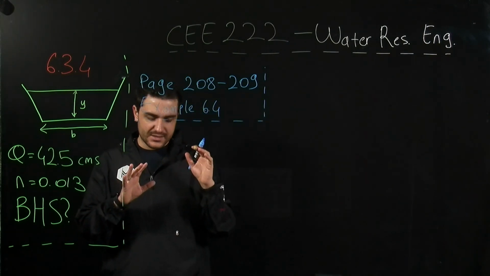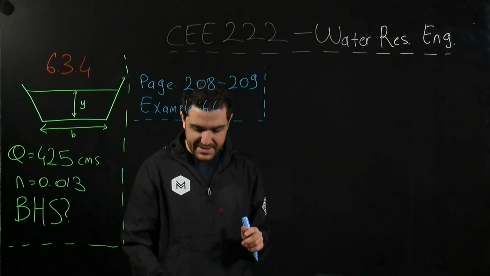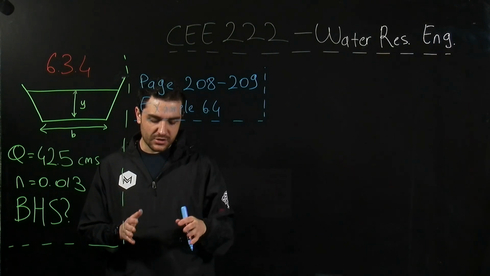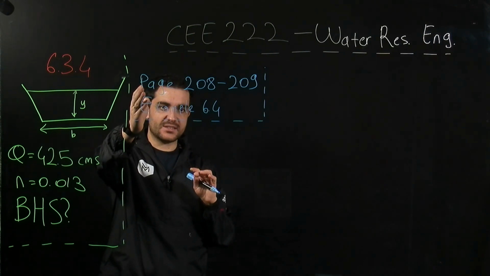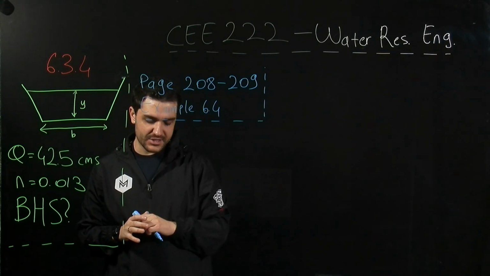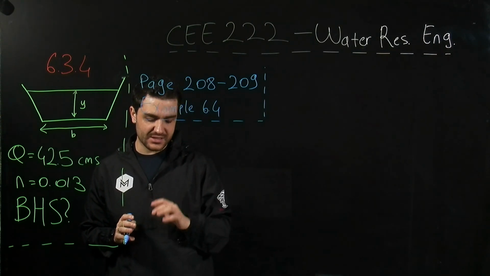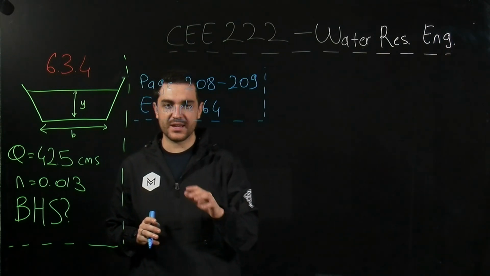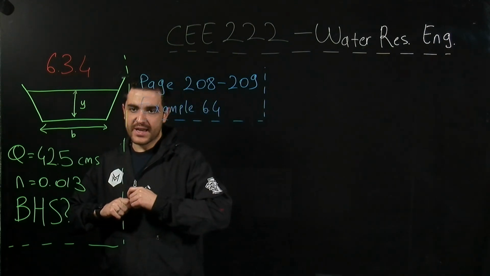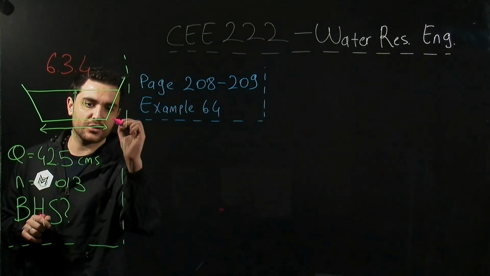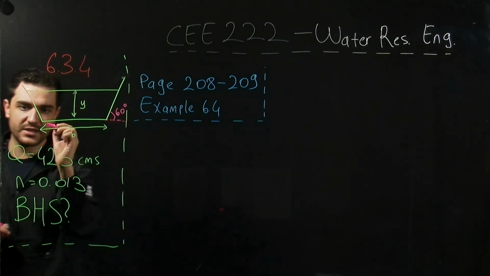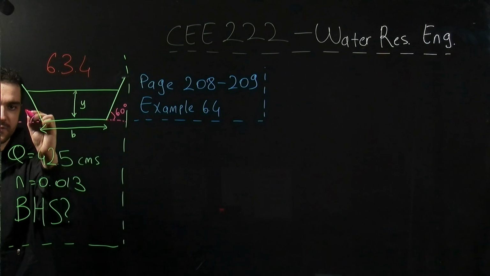This example will give you the best hydraulic section for a trapezoid. Based on this information, the most efficient trapezoidal section is a half hexagon, and this means that we have 60-degree angles on both of these sides, 60 here and 60 here.